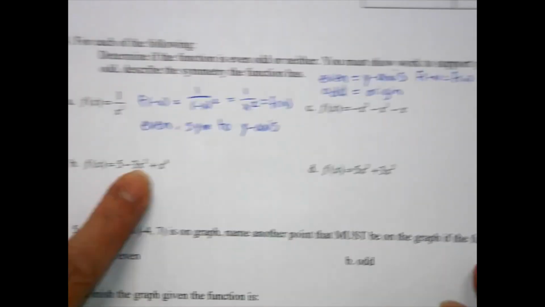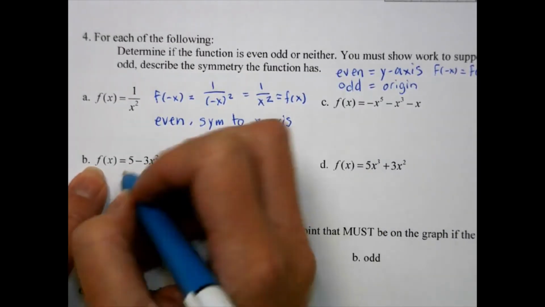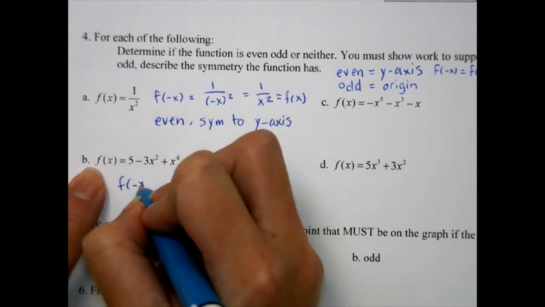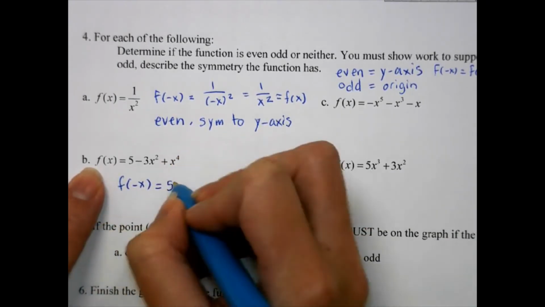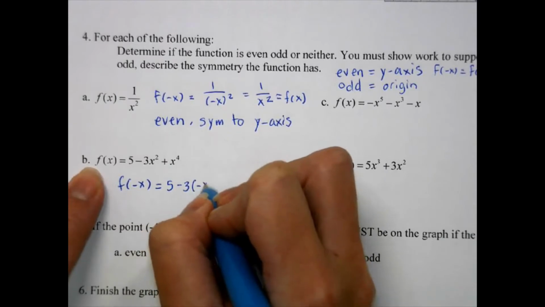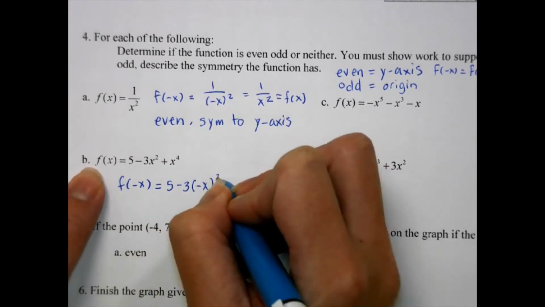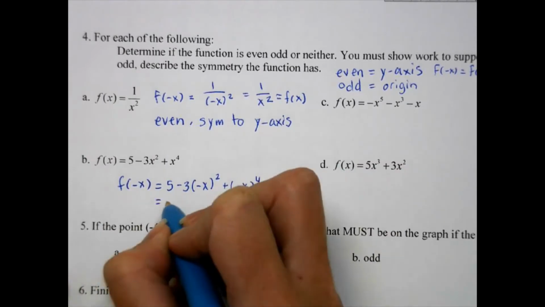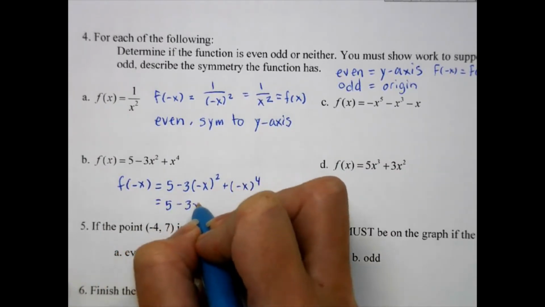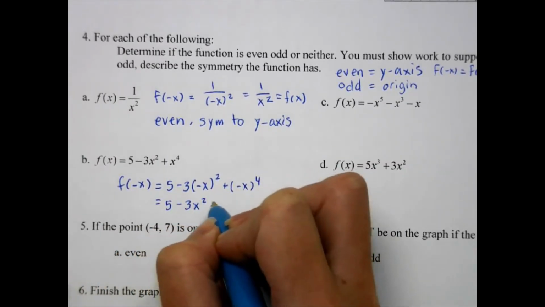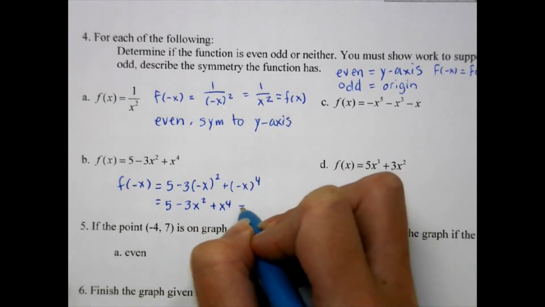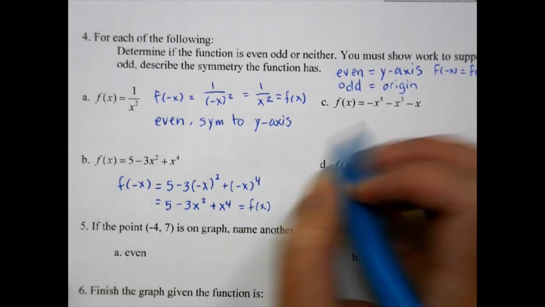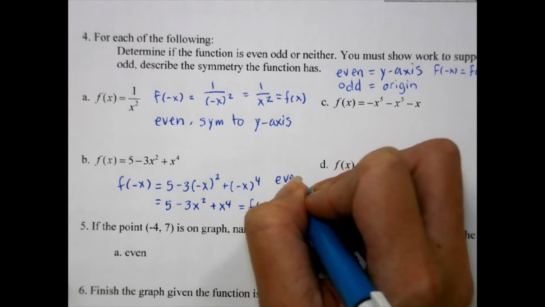Letter B here. F of -x is going to be 5 minus 3 times -x squared plus -x to the 4th. So we get 5 minus 3x squared plus x to the 4th, which is equal to f of x, which means it is even and symmetric to the y-axis.